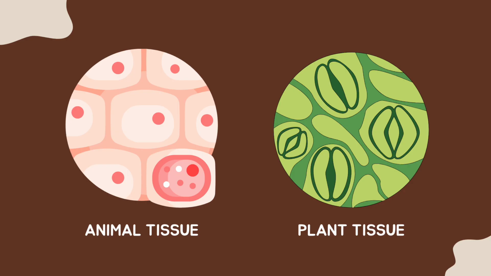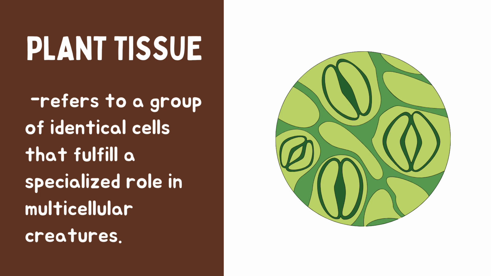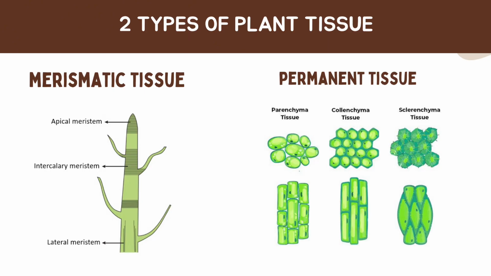We're now done talking about the animal tissue. Let us proceed to the plant tissue. So, plant tissue refers to a group of identical cells that will fill a specialized role in multicellular creatures. There are two types of plant tissue, namely the meristematic tissue and the permanent tissue.